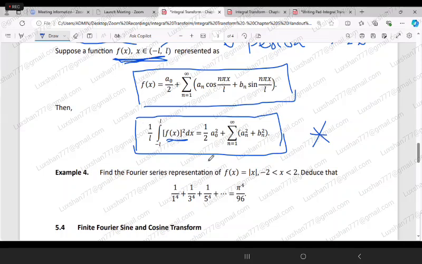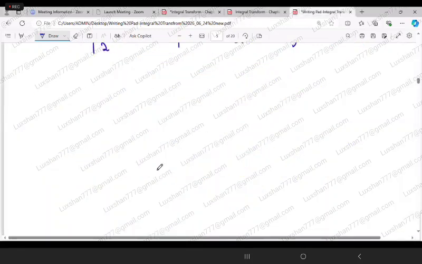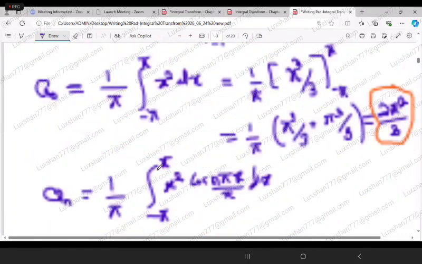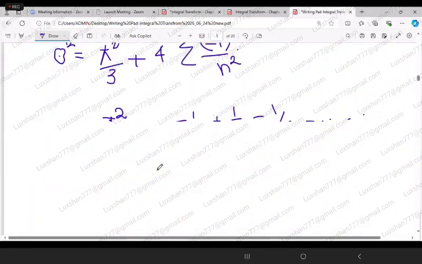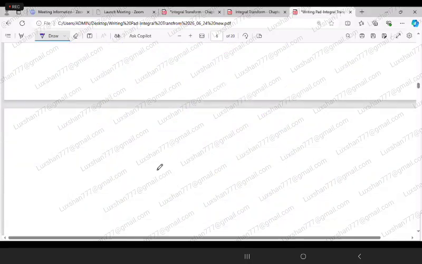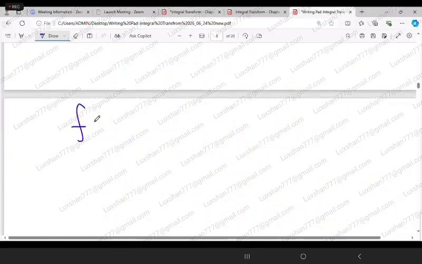Okay, so now let's work out this problem. Example number 4. Find the Fourier series representation of f(x), where f(x) is equal to mod x in the range minus 2 to 2. Deduce that this one. Now we will work out this one. So our function f(x) is equal to mod x.